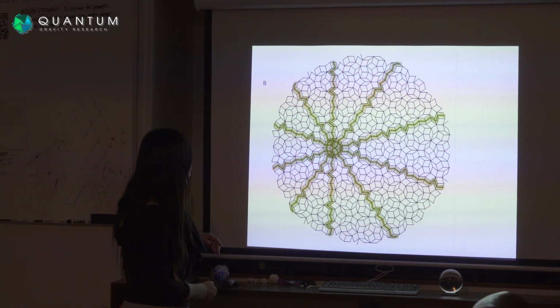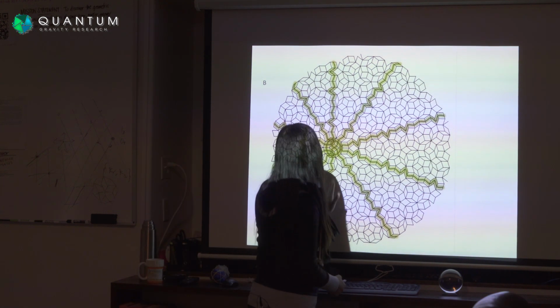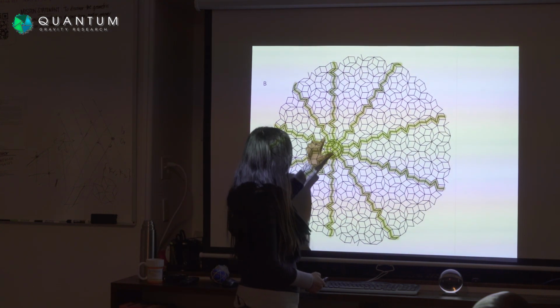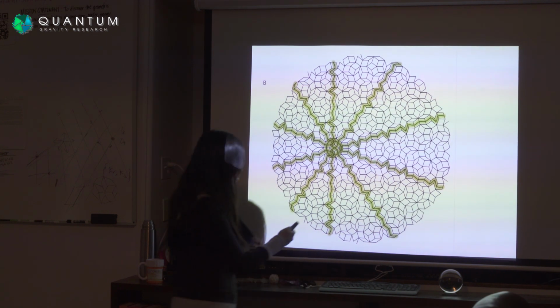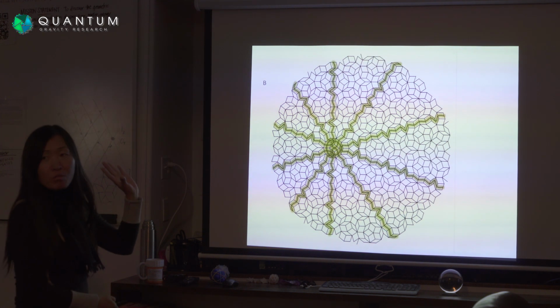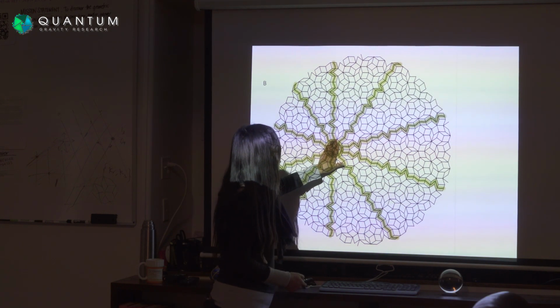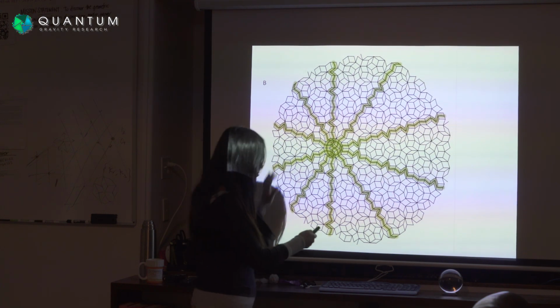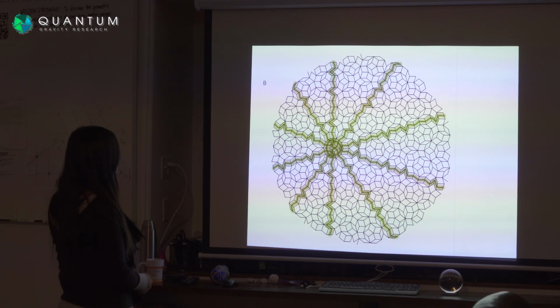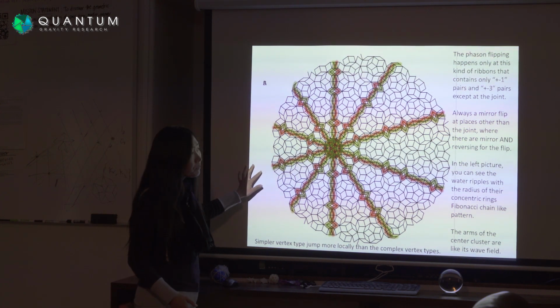Because of that flip, this whole ribbon that is crossing this vertex type also flipped. Did you see? They're like a mirror flip. There is a mirror flip everywhere else except here. Here there is a more complicated change, but everywhere else there is a mirror flip. See, before, after. If I overlay them together, this is totally like a mirror flip.